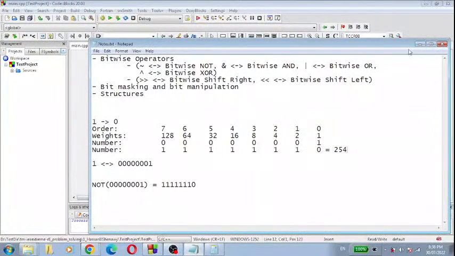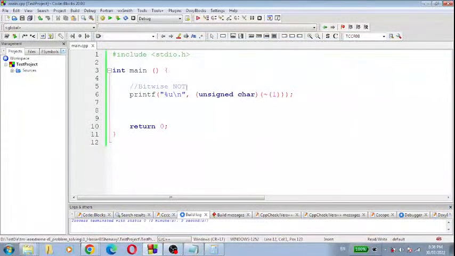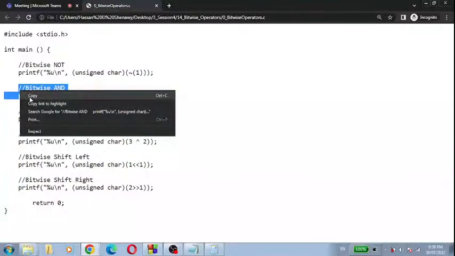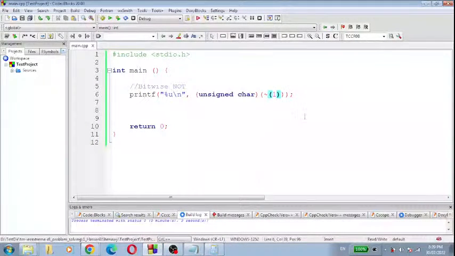This is called bitwise not. It's a bitwise not operation on some number or some variable. You could declare a variable, for example a, and apply this on the variable. You see, that's very easy. Now we are going to talk about another one, which is the bitwise AND operation.